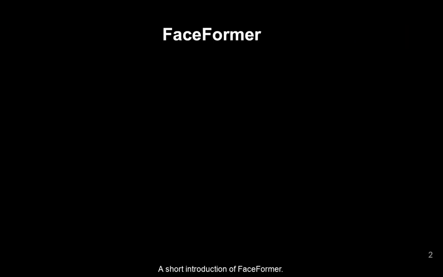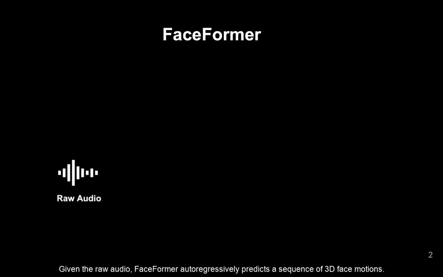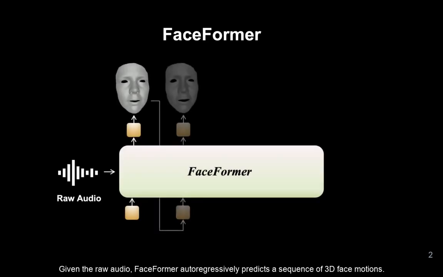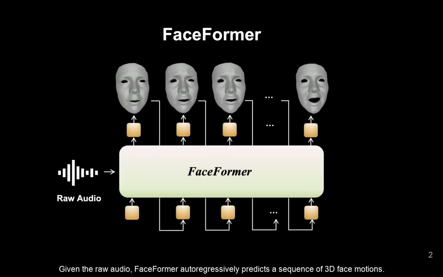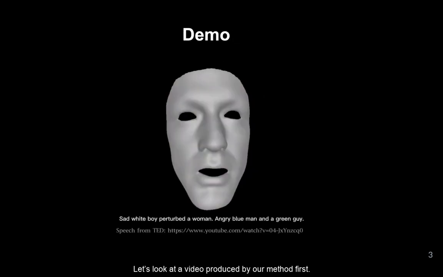A short introduction of FaceFormer. Given the raw audio, FaceFormer autoregressively predicts a sequence of 3D face motions. It achieves realistic animation of the whole face, including the upper face motions and the mouth movements. Let's look at a video produced by our method first.